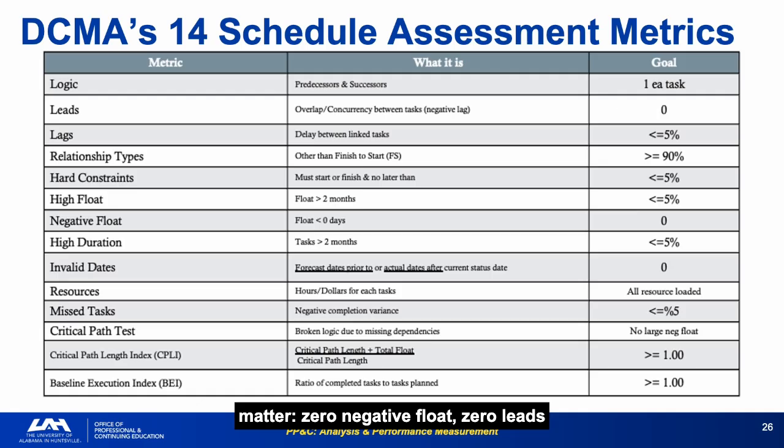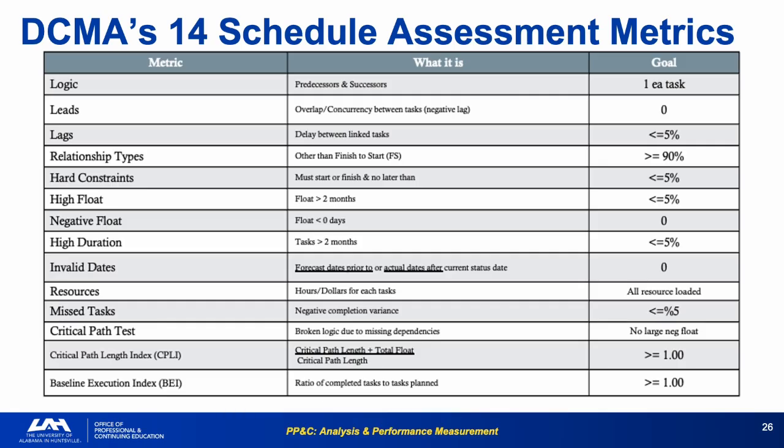The thresholds matter. 0 negative float, 0 leads, 0 invalid dates are hard stops. High float below 5% and high duration below 5% are manageable thresholds. The BEI at the bottom of this table, ratio of completed tasks to tasks planned, goal greater than or equal to 1.00, is the execution performance metric in the DCMA framework, covered in detail in the next few slides.